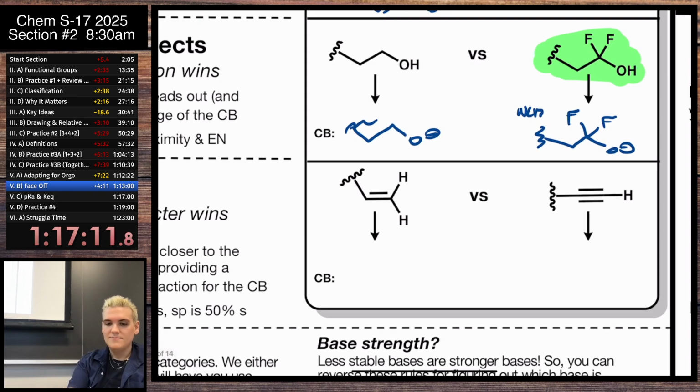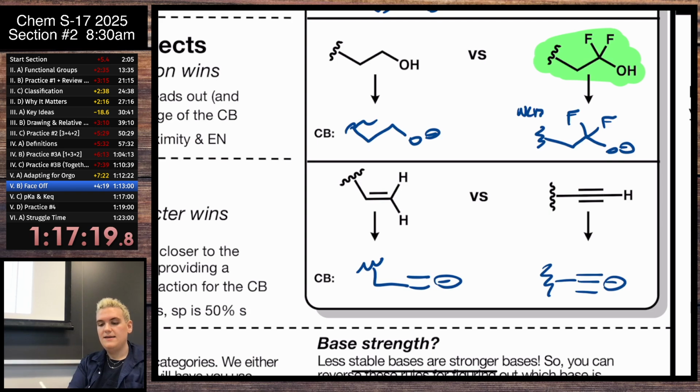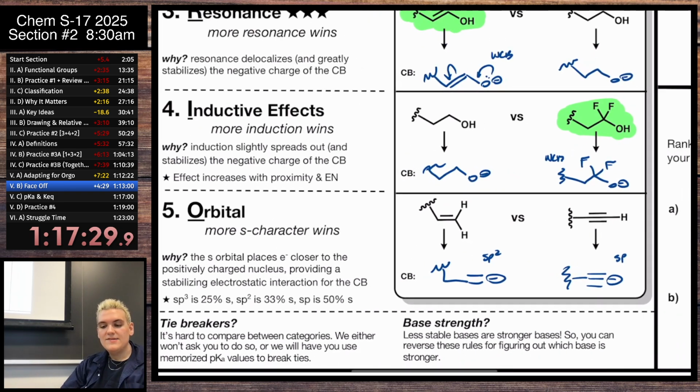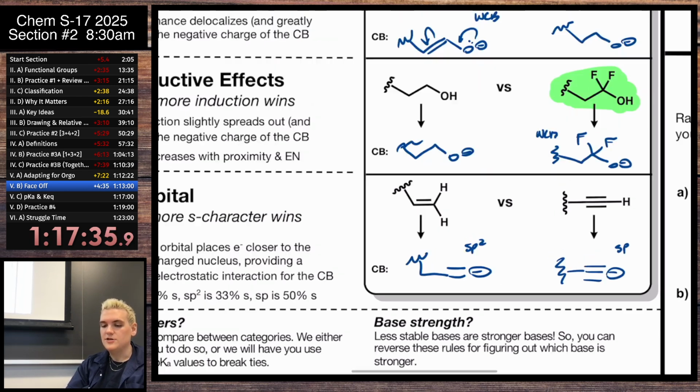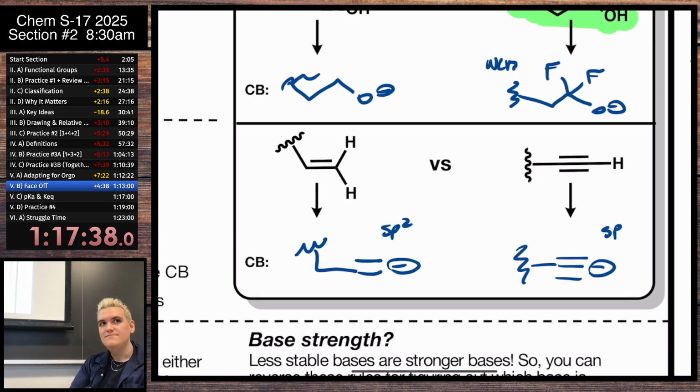Last one here. So if we have a negative charge on an alkene versus an alkyne, and here this is going to be sp2 hybridized, and this is sp hybridized, then if there was nothing else going on, we need to figure out which one's going to be more stable. And what we say is the one with more S character is more stable. So which of these has more S character, sp2 or sp?